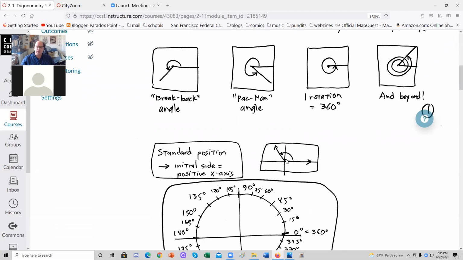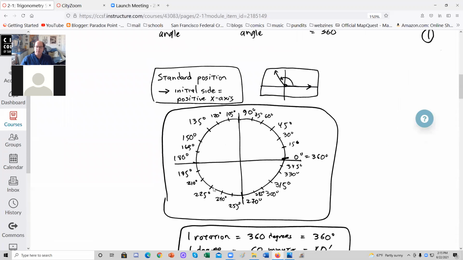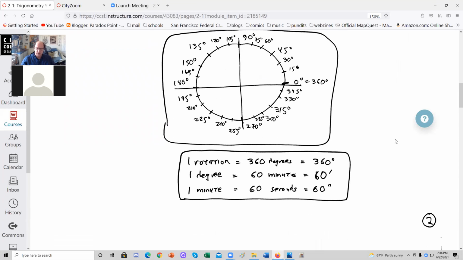Standard position of an angle puts the initial side on the positive x-axis. And that way we can draw this diagram, this sort of circular protractor denoting various angles. So this will be 0 degrees, and it's also the same as 360 degrees around. We have angles 15, 30, 45, 60, 75, 90, 105, 120, 135, 150, 165, 180, 195, 210, 225, 240, 255, 270, 285, 300, 315, 330, and 345, and like I say, one full 360. A rotation is 360 degrees.